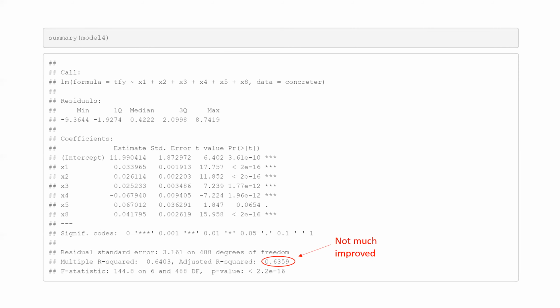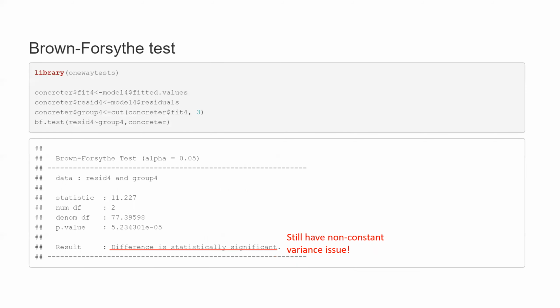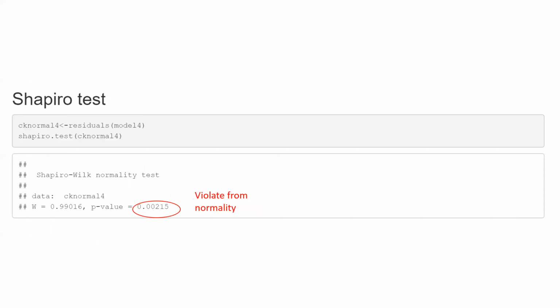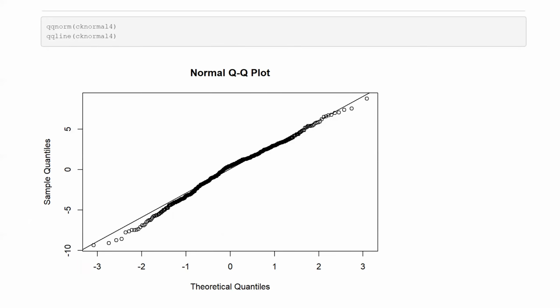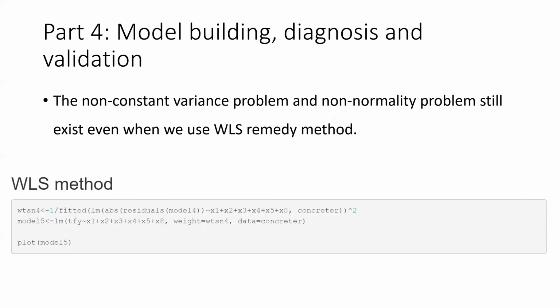And here we can see that the adjusted R squared is not much improved, although we have done the Box-Cox transformation. And the BF test still shows that the difference is statistically significant. The model still has non-constant variance. And the Shapiro test shows that it violates normality. So here we can see that we may need some advanced remedy method.